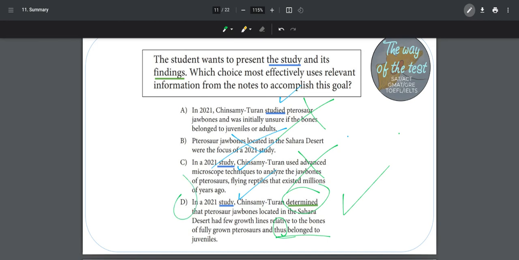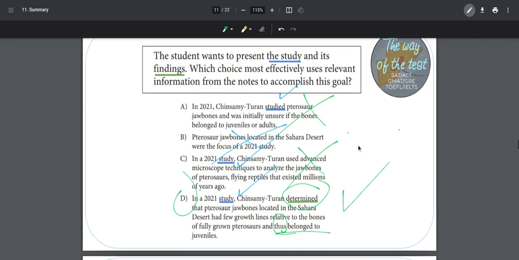I didn't even have to read the notes. You can totally do it like this. Just in case, we are still going to double check, but you can totally just do it like that.